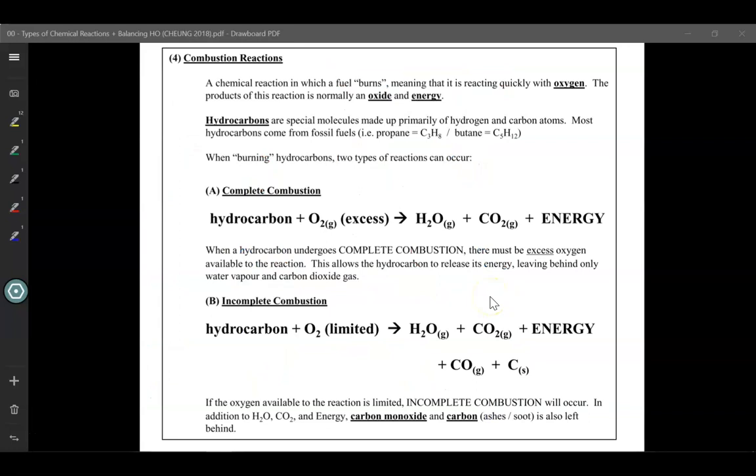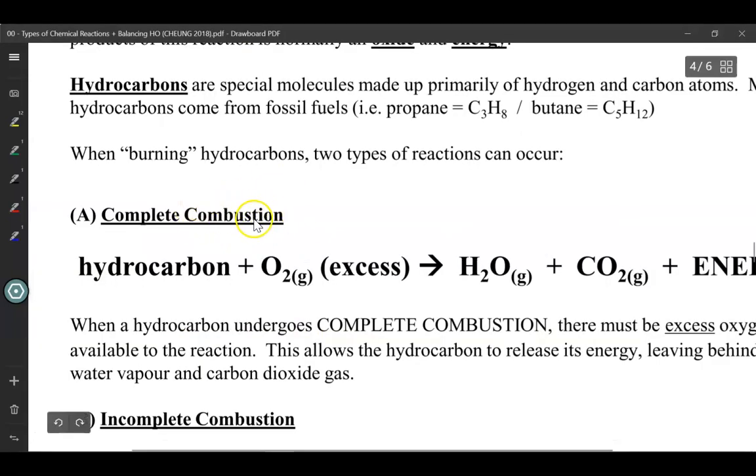Alright, so the last reaction we're going to learn about is the combustion reaction, of which there are 2 types. Complete combustion and incomplete combustion. So the word combustion means to burn, while hydrocarbon refers to a special type of molecule, one that contains hydrogen and carbon.